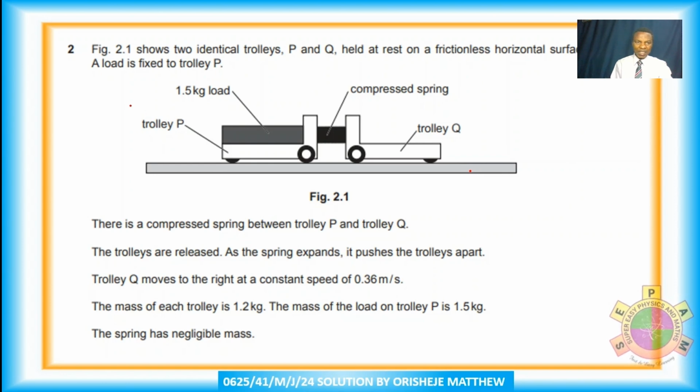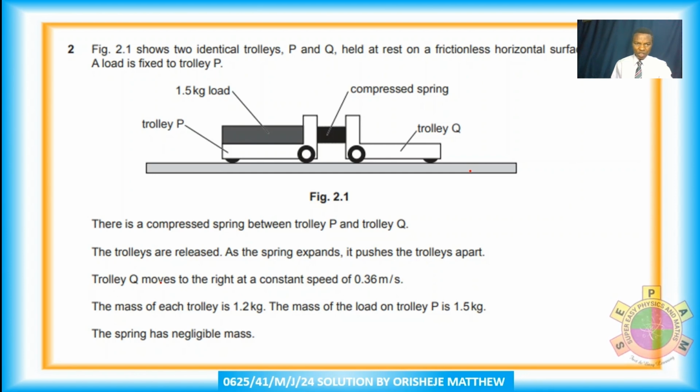A load is placed on P to increase its mass. There is a compressed spring in between, that is the black layer here. Then the trolleys are released as the spring expands. It pushes the trolleys apart.